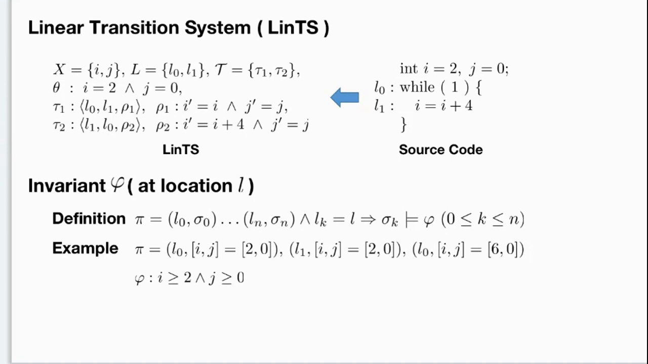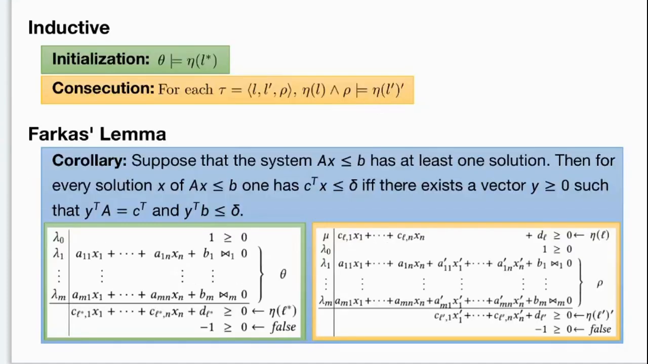Informally, an invariant at a location is a logical formula that is always satisfied by the values of the variables whenever the location is entered by some path. Informally, for initialization, a LinTS starts at its initial location with an initial valuation such that theta implies eta. Then for consecution, the LinTS determines the next configuration by first selecting a transition. Below is the tabular form of the Farkas lemma.